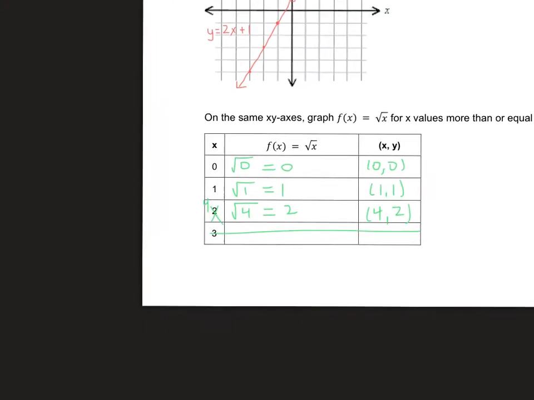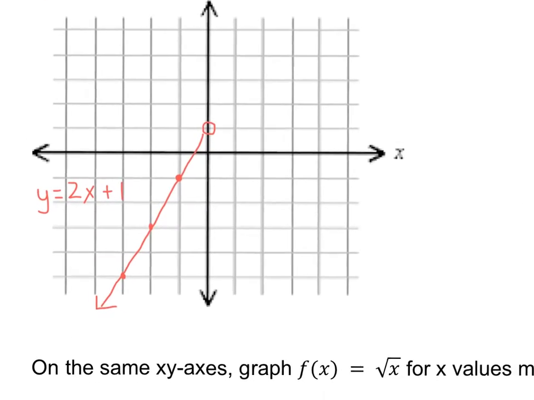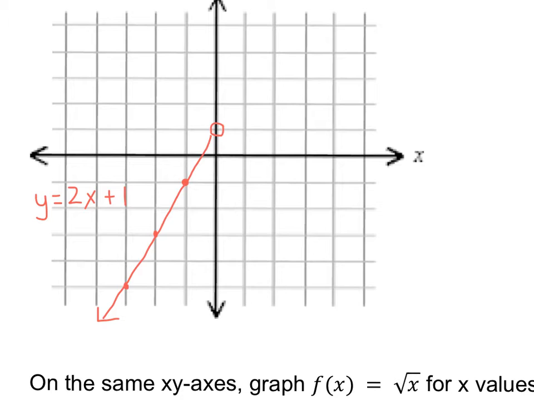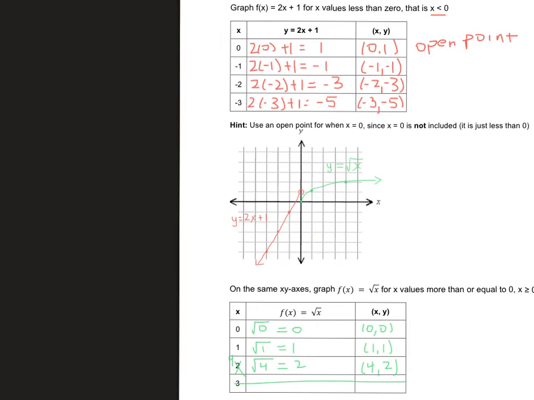So let's plot these on the same set of axes. So (0, 0). This time it's a closed point because this is the piece of the graph that's defined for x equal to 0. Then (1, 1), and then (4, 2). Okay, so we can recognize the shape of this. This is one of our toolkit functions. So that piece, that green piece, is y equals the square root of x, and it's valid for x values greater than or equal to 0.